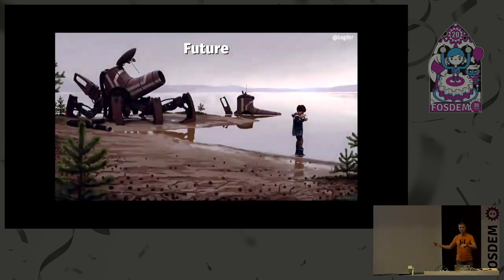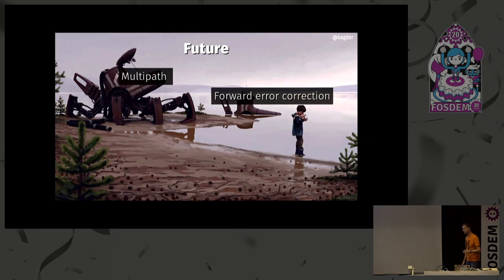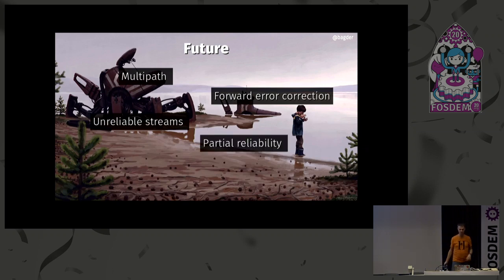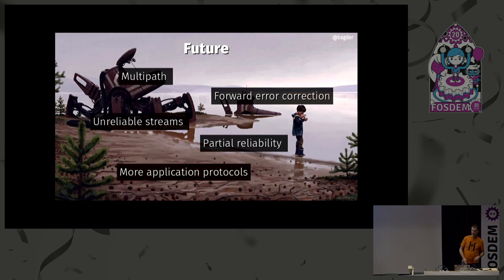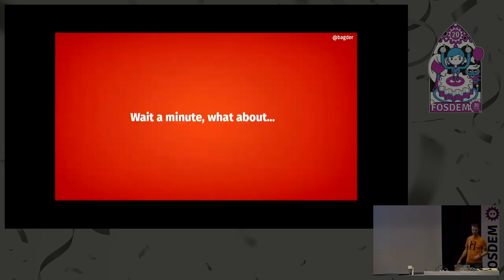And the future, then, once this is shipped, people are waiting to add more stuff: multipath, forward error correction, unreliable streams. So you can mix reliable and unreliable streams within the same connection, right? Bring UDP back into QUIC. Or what about partial reliability? Only a little bit. It's actually sort of pushed for by video people. Of course, more application protocols. So there's a huge demand of people waiting. Once this ships, there's going to be more work. There's going to be more work on QUIC version 2 as soon as QUIC version 1 ships. So there's a lot of people waiting to do things.